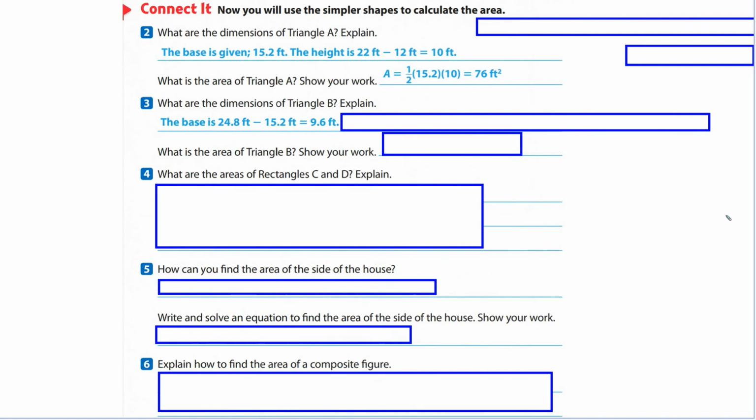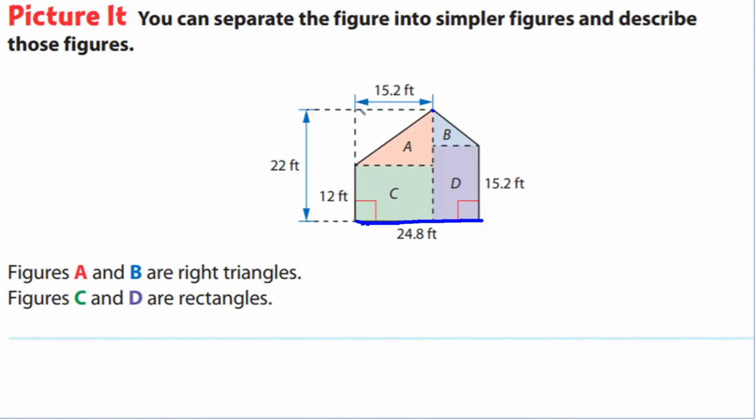And then they subtracted 15.2 because if you look, this is 15.2. Let me do a different color. So basically, what's left? Can everybody see that? The whole base. So then you subtract them and you get 9.6 feet.